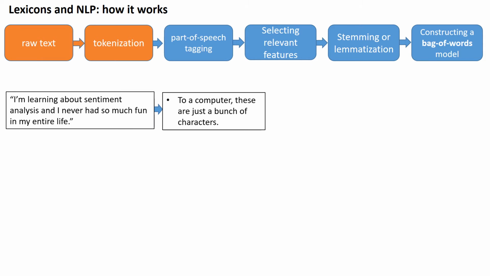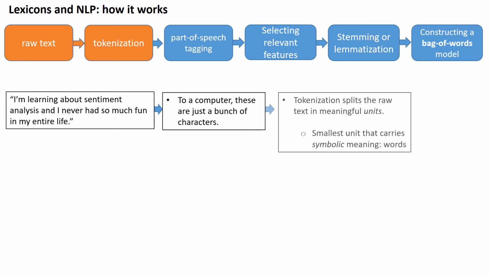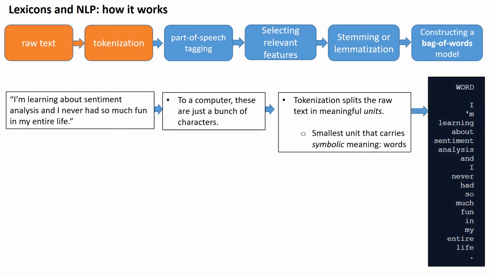So the first thing that you want to do is put some structure to that sentence. And how you do that is you divide a sentence into its smallest symbolic units. And in our language anyway, the smallest unit that carries meaning are words. So tokenization splits the raw text in meaningful units, and those are words. And this is what I've done exactly here.